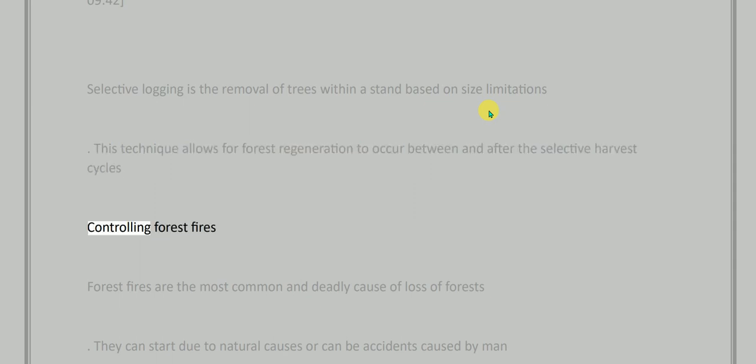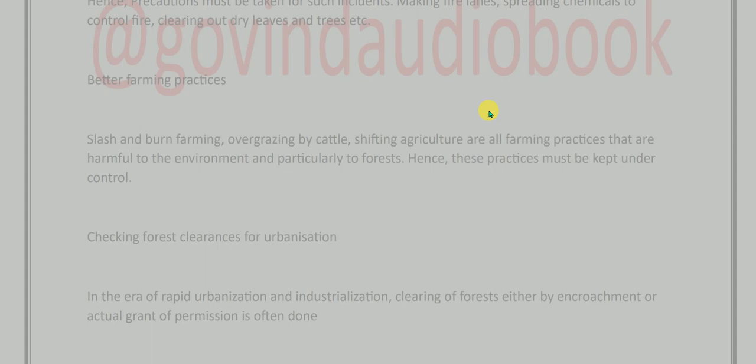Controlling forest fires. Forest fires are the most common and deadly cause of loss of forests. They can start due to natural causes or can be accidents caused by man. Hence, precautions must be taken for such incidents. Making fire lanes, spreading chemicals to control fire, clearing out dry leaves and trees, etc.